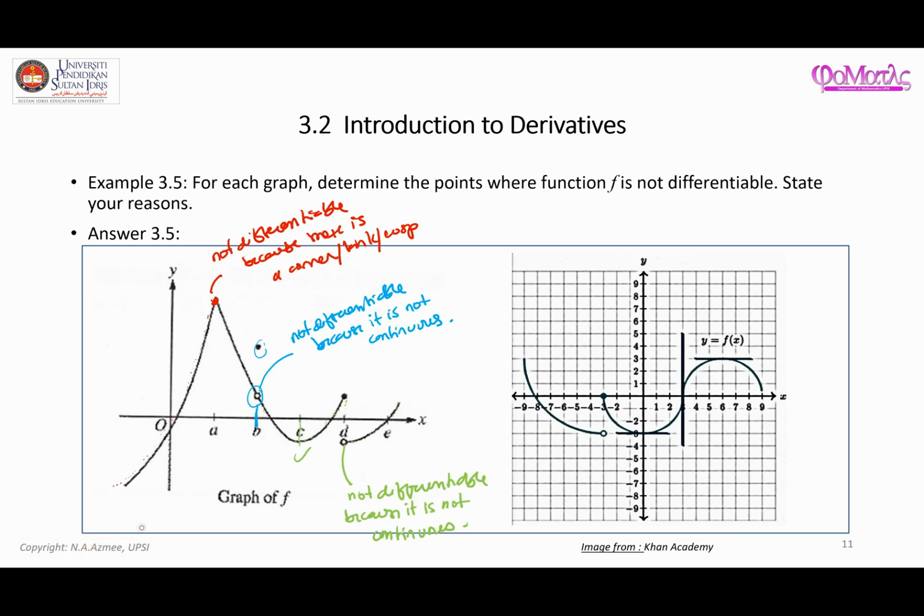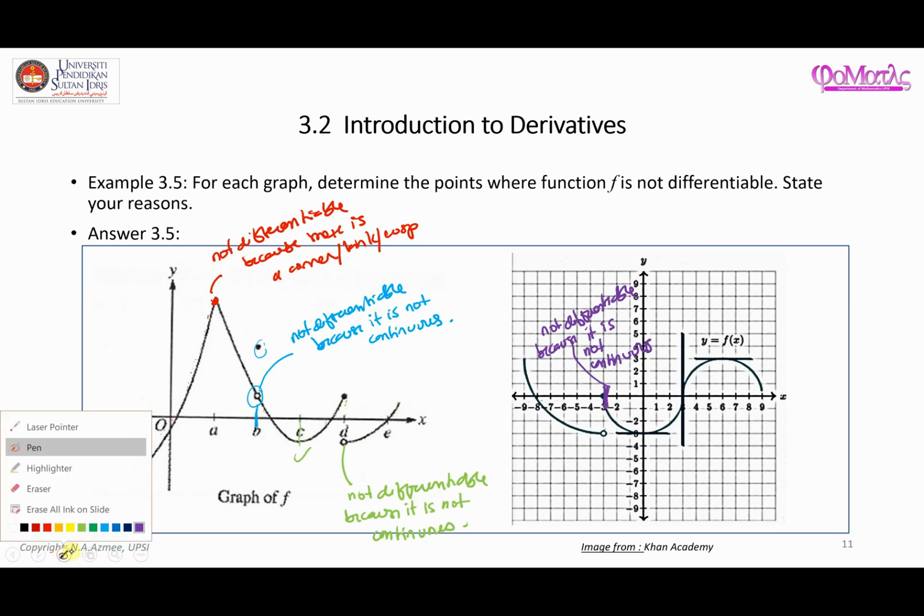Next, let's look at the second graph. Everything at all these points is differentiable. But when x is equal to -3, it is not differentiable because it is not continuous. If you move on to the next part, everything is okay. For example, at point 0 the slope is 0. The slope is defined and the value is 0, no problem.